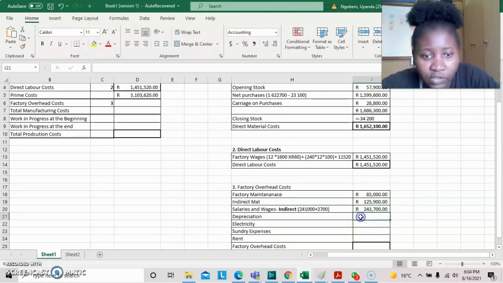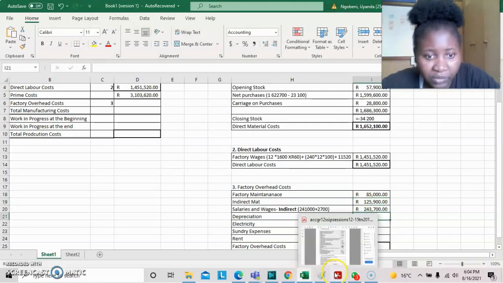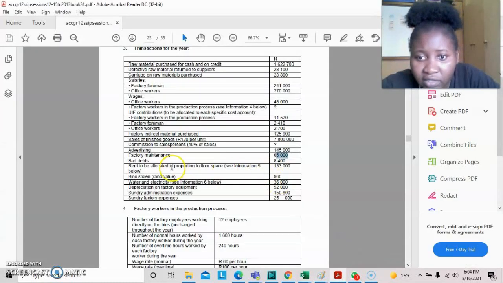Okay, so we are doing really, really great. And then it says rent to be allocated in proportion to floor space. Before we move, it looks like rent as well as water and electricity is going to be allocated according to floor space. Let's see if we have any more information before we go to the big ones.